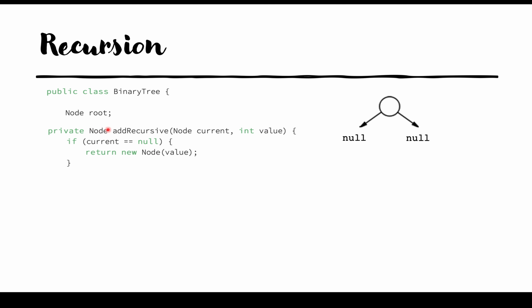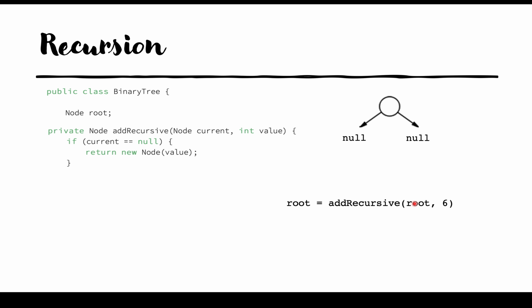We can create something called private node add recursive, with node current and value. So whenever we call add recursive, we set it equal to node current and int value. So if current is null, return new node value. So if I call this method, I say root equals add recursive, and I send it root, and I send it 6. Now we already have node root. We already created it. Now we're going to send it. We haven't constructed it yet. But as you can see, we have a constructor here.